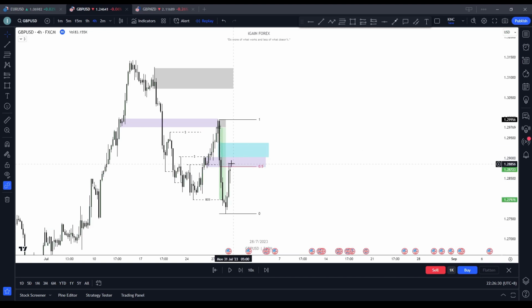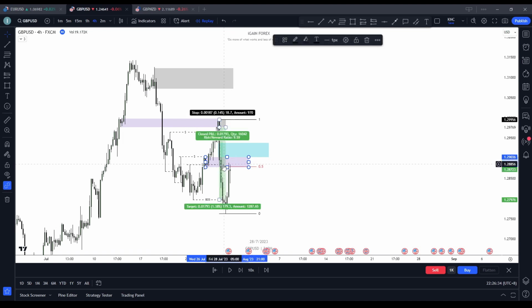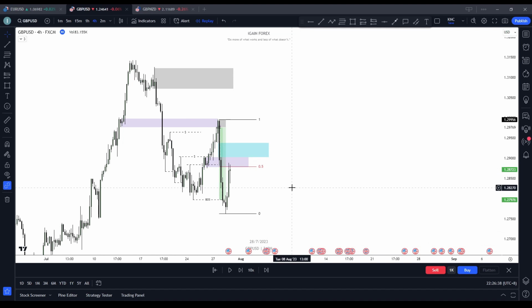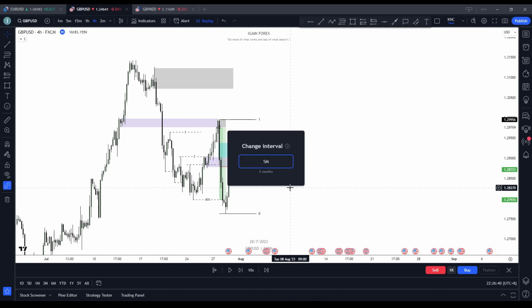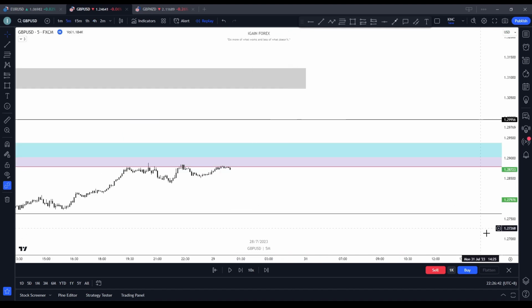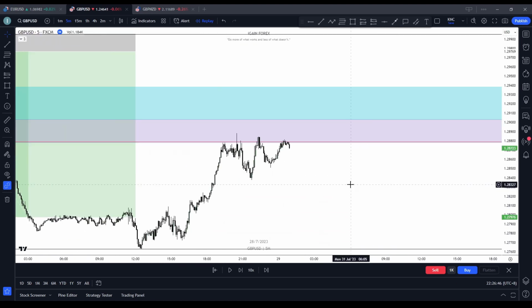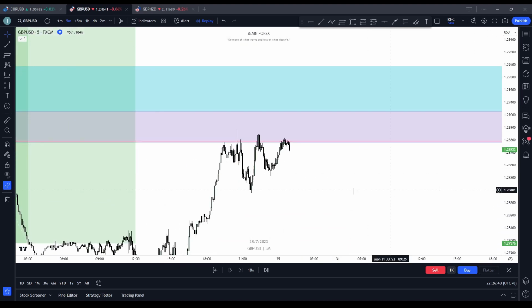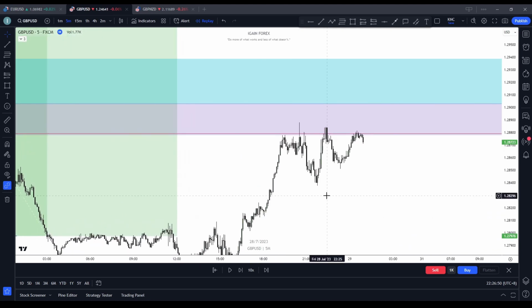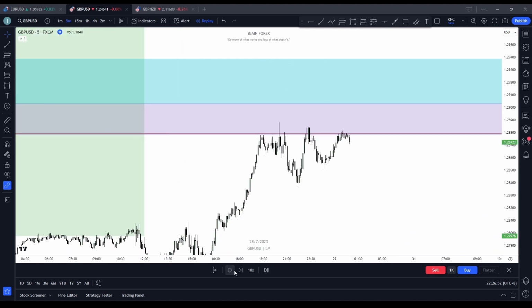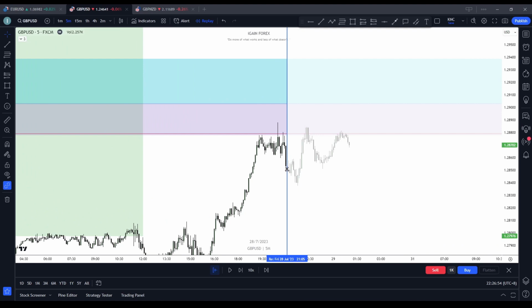Okay, so there you have it. We tap our 50%, above 50% zone, and our breaker. So let's go down to 5 minutes and look for a confirmation. Okay, so this is the first step. Let's cut this one.